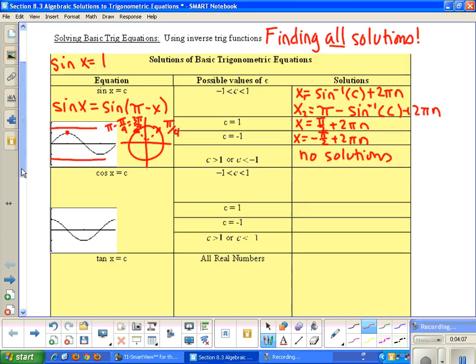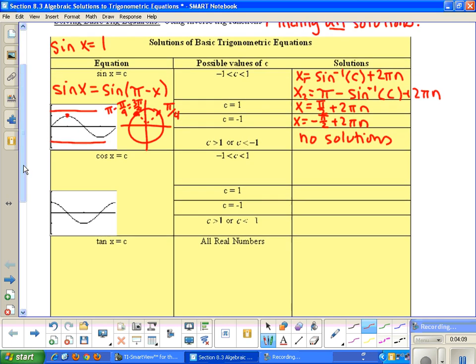So then let's go ahead and do where the cosine values are equal to c. If c is in between 1 and negative 1, we're going to now have two solutions. So I know one of my solutions: x equals the cosine inverse of c, and then plus the period, 2 pi n. But how do we get the other solution?